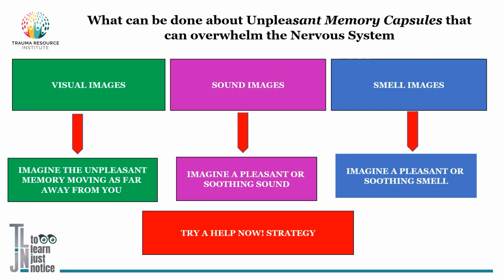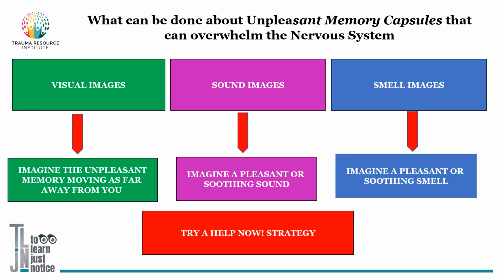And so one thing to note as we explore learning how to read our bodies, at times unpleasant memory capsules can show up and overwhelm the nervous system. They could be visual images, they could be sounds, or as I just mentioned, it could be a smell. And if any of these happen, either in our practices or just in your day-to-day experiences, we ask that you move far away from the unpleasant image, if that's what it is, and with sound and smell to move towards imagining a more pleasant or soothing sound or a more pleasant or soothing smell.